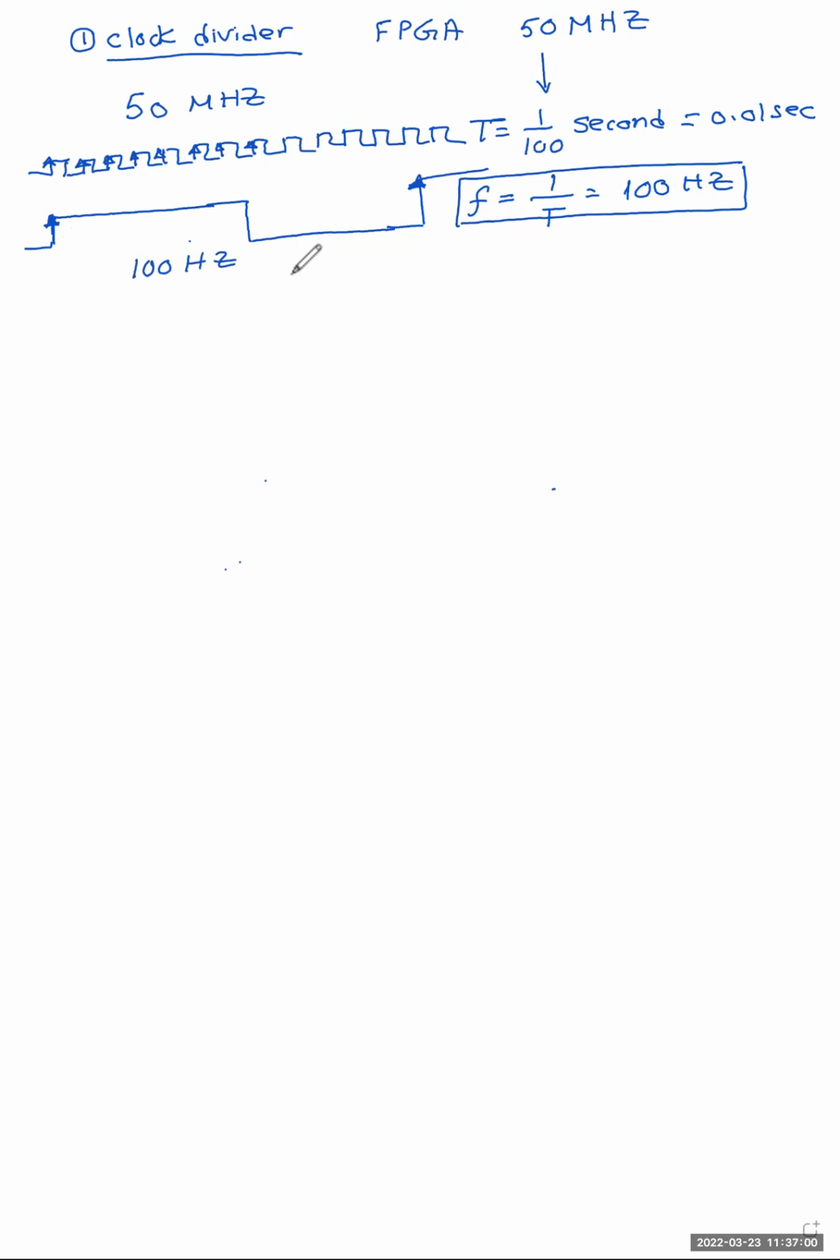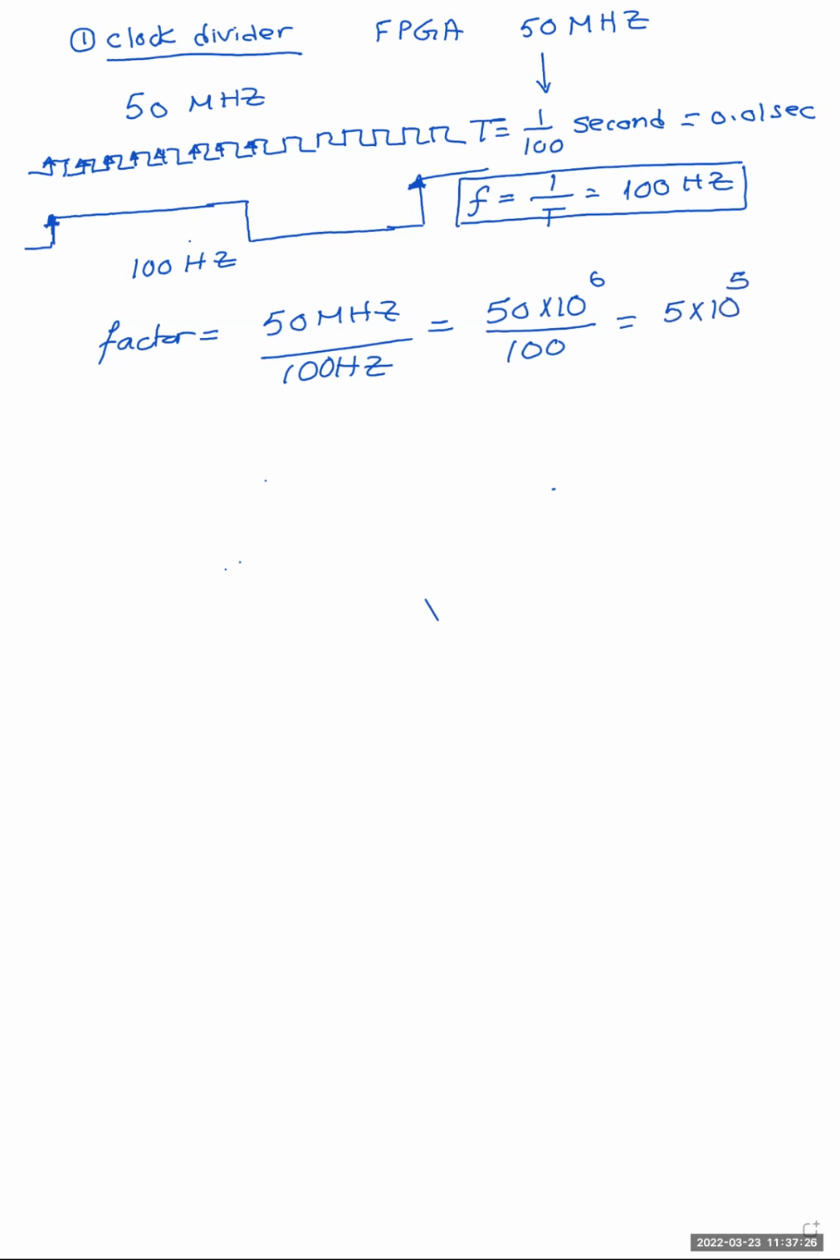So now I want to see the factor that we're going to be using. It's going to be the 50 megahertz over the 100 hertz, okay? And mega is 10 to the power of 6. So we're going to have 50 times 10 to the power of 6 over 100. So that is going to give you 5 times 10 to the power of 5, okay? Now that is the factor of this whole thing here.